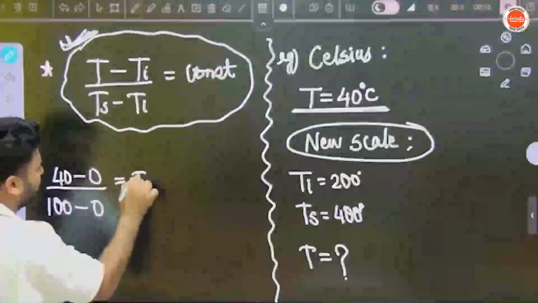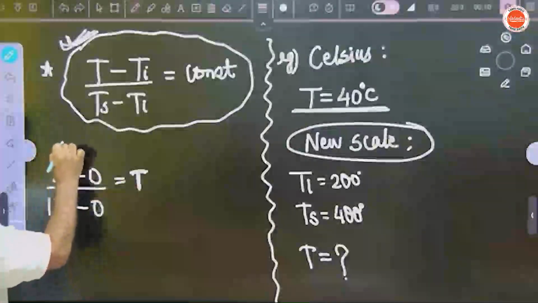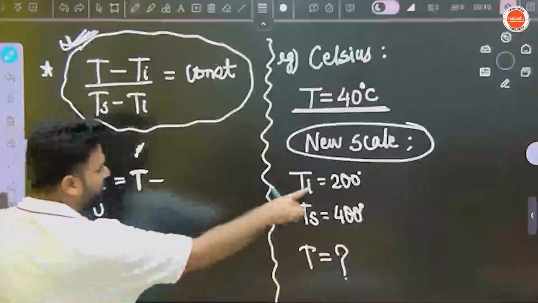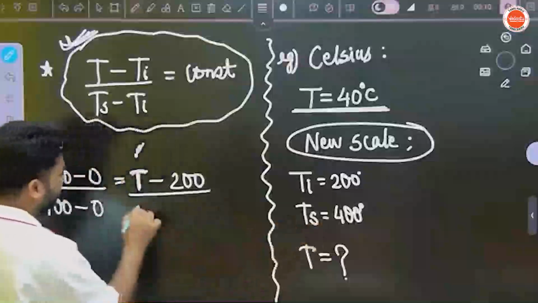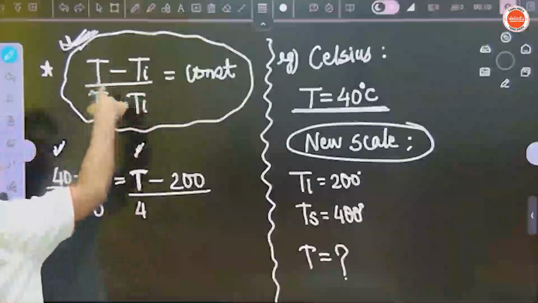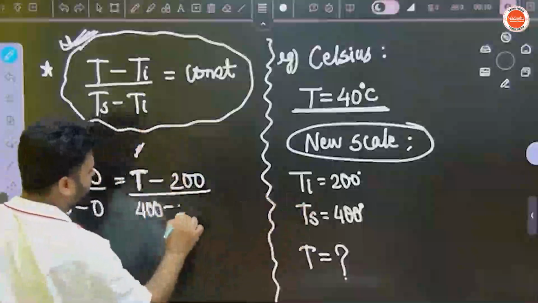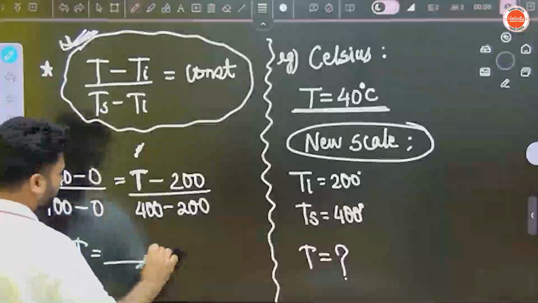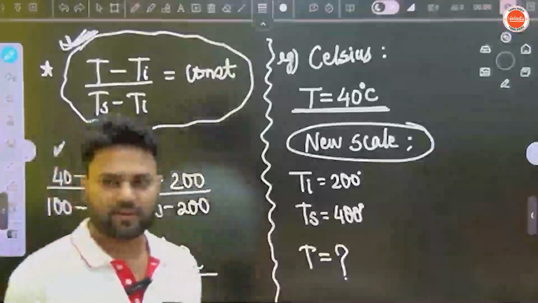So for 40 degrees, what will be the temperature here? That we have to calculate. We don't know. But if the temperature in the Celsius is 40, what is the temperature in the new scale? That we don't know. Minus ice point temperature 200, steam point temperature 400. This formula you have to apply. Minus again ice point temperature, that is 200. So you can solve this and you will get the answer. Correct?